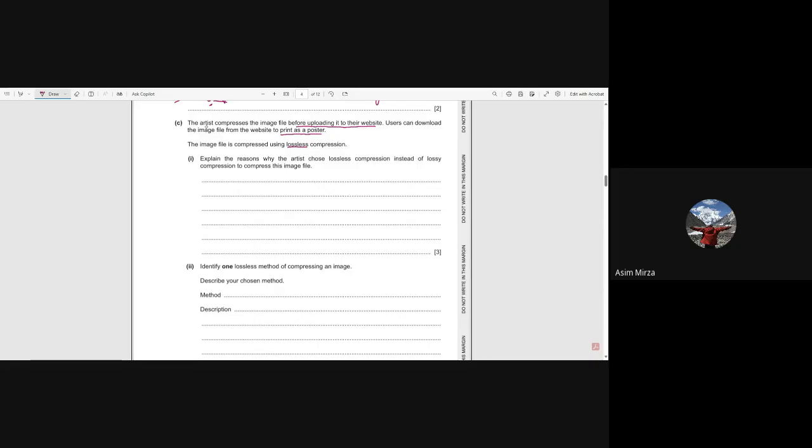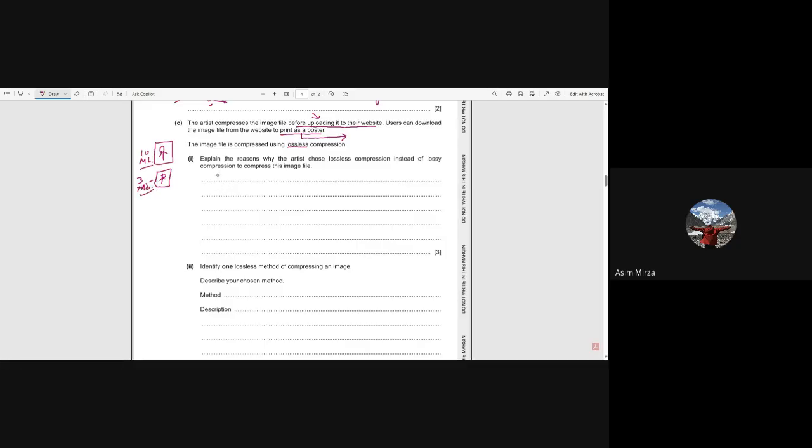Here the artist doesn't want to lose the quality because he wants the other user to print it as a poster. So that's why he doesn't want to lose the pixels of that poster, right? And the second thing he is saying is that he compresses this before uploading it, right? So what does it mean? Say, for example, the size of that image is 10 MB. After compressing the file, let me say the size would be 3 MB.